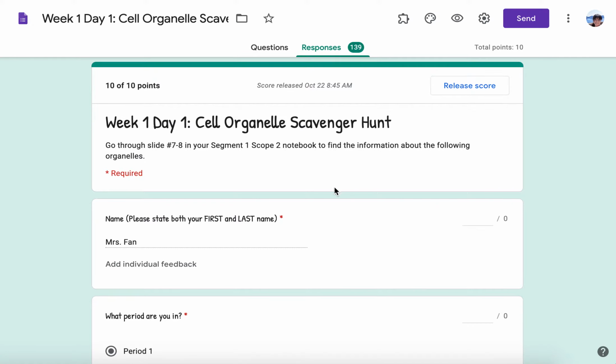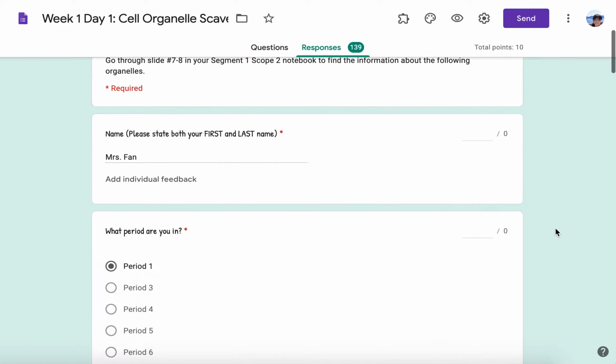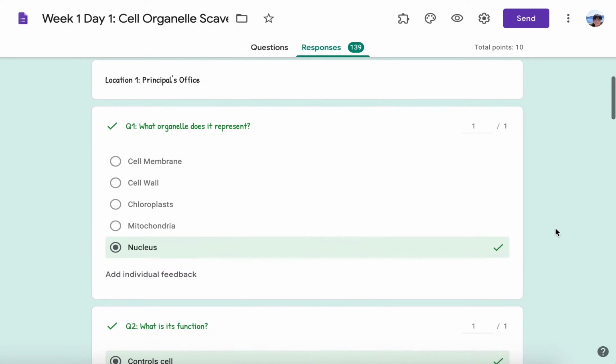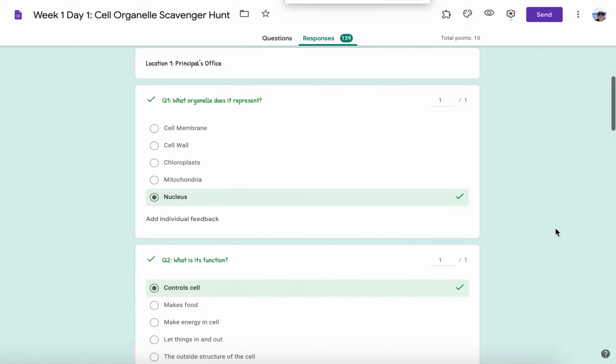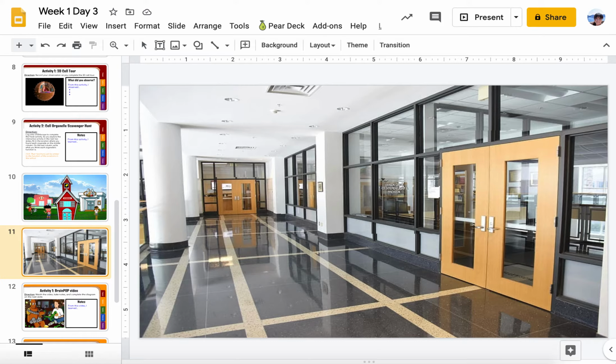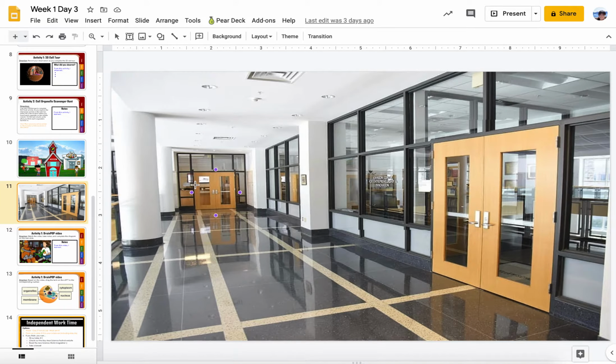Now going back to the Google form that you need to fill out. The first question is asking for location 1. Principal's office. What does it represent and what is the function? You will find the principal's office on slide 8 all the way down the hall right here.